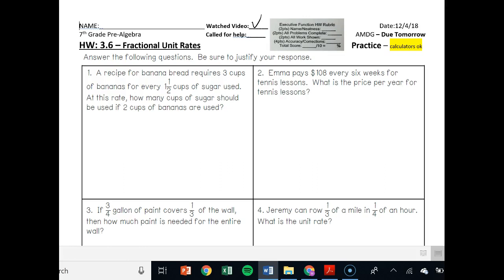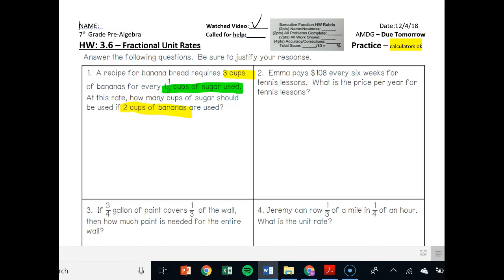So it says, a recipe for banana bread requires 3 cups of bananas for every 1.5 cups of sugar used. At this rate, how many cups of sugar should be used if 2 cups of bananas are used?